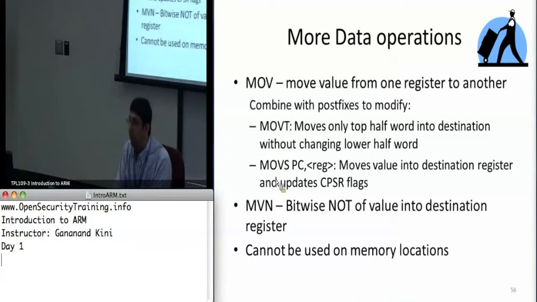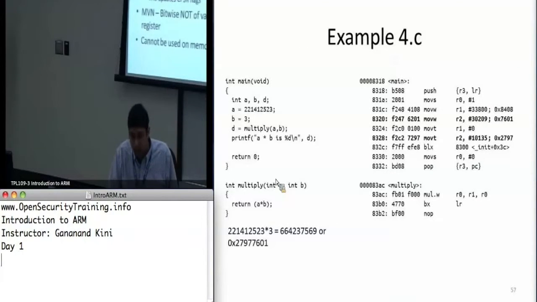Finally, we have MVN, which is the move negative. It takes the negative, the one's complement, of the value in the register and puts it into the destination register. Now, these instructions cannot be used on memory and are only applicable to registers. So again, getting back to that load store feature of ARM.